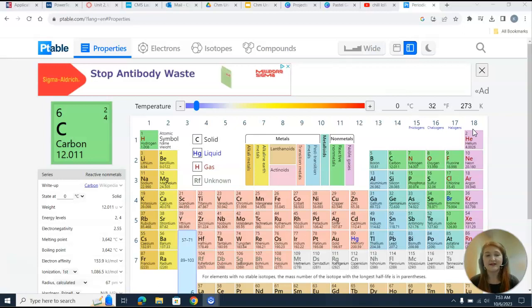Again, we're going to skip those transition metals for now. You just find the group number that the element is in, and then that will tell you the number of valence electrons. Again, for these right here, 13 through 18, they're also known as groups 3A through 8A.